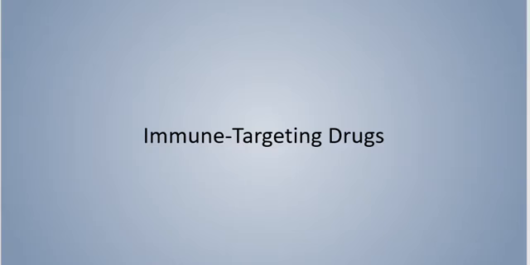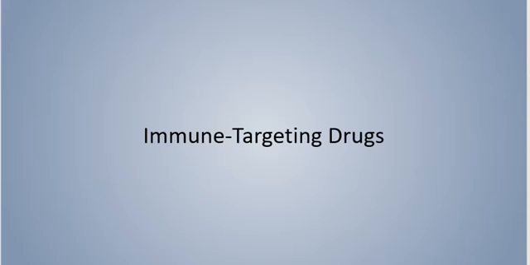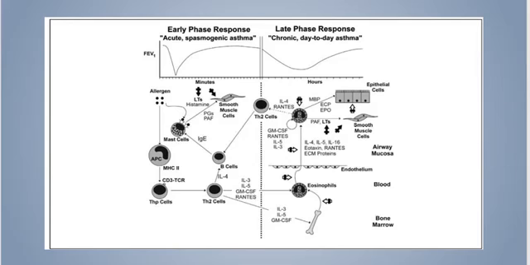So the next section are the immune targeting drugs, and we've already talked about the first group of drugs in this class. Sorry, I went too fast. The steroids, and so you can subdivide the progression of asthma, so to speak, into an early phase versus a late phase response. But at the end of the day, both of these processes are basically exacerbated or put forth by the immune system.